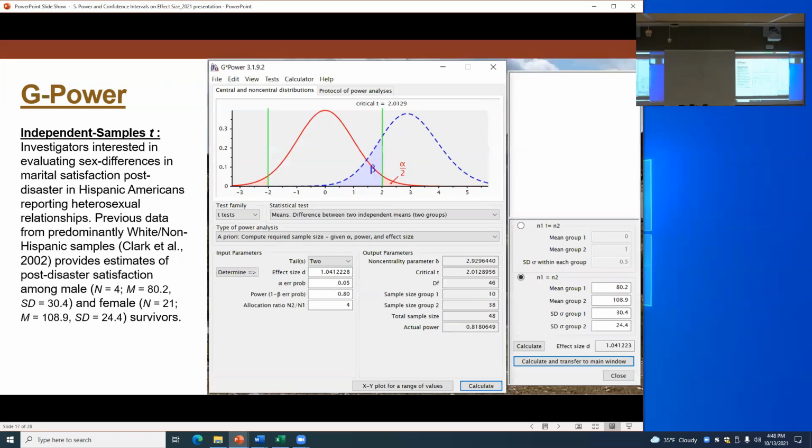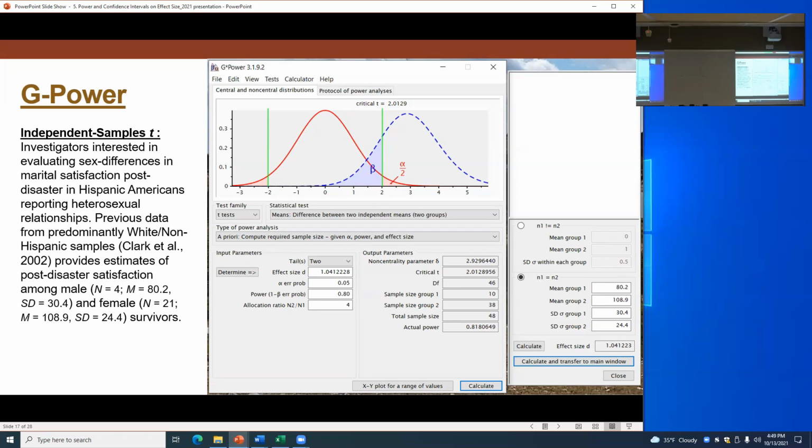All right, same thing, independent sample t. Again, we've got a little description here. So we've got data from a previous study. We want to look at this in a different population. So we've got some estimate of the type of effect that we're likely to find. In this situation, we're looking at marital satisfaction, right?